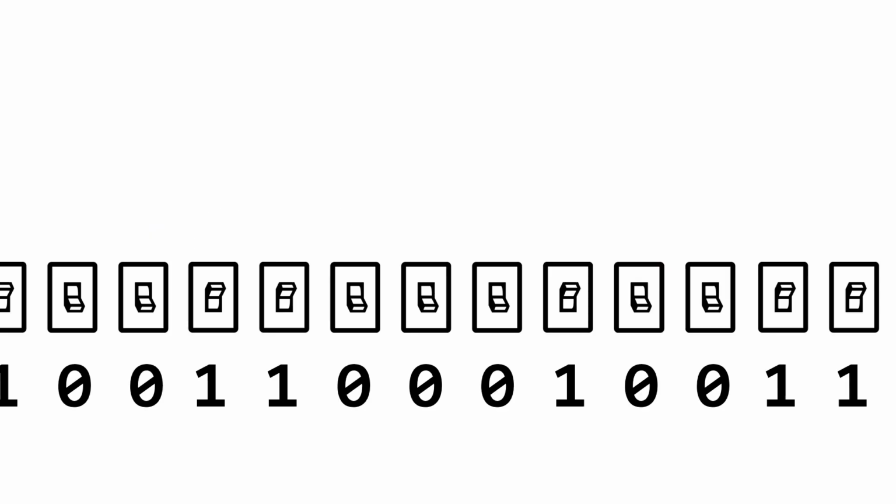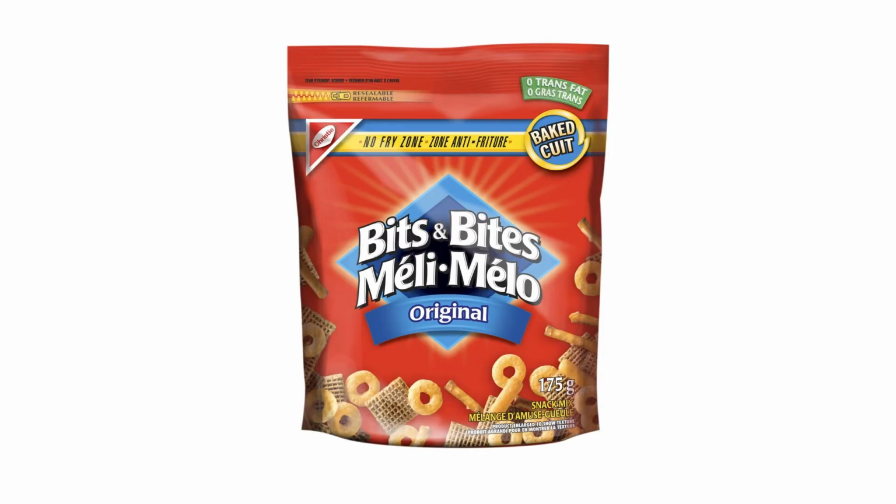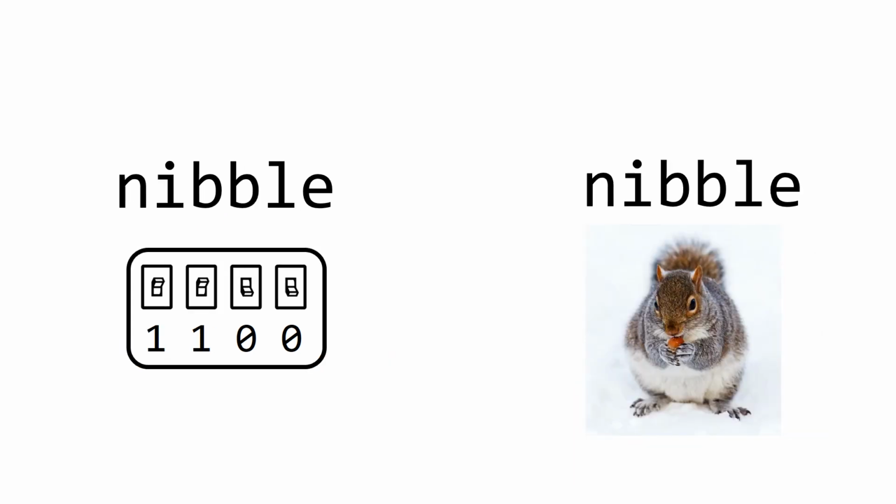Early in computing, they realized that it was a little tedious to deal with individual bits, and so for convenience, they decided to group 8 bits together and call them a byte. The name byte was actually a pun on the phrase bits and bytes. To distinguish byte from bite, as in taking a bite of an apple, they spelled it with a Y. There's also a nibble, which is a grouping of 4 bits, but that terminology is rarely used today. I swear I'm not making this up.